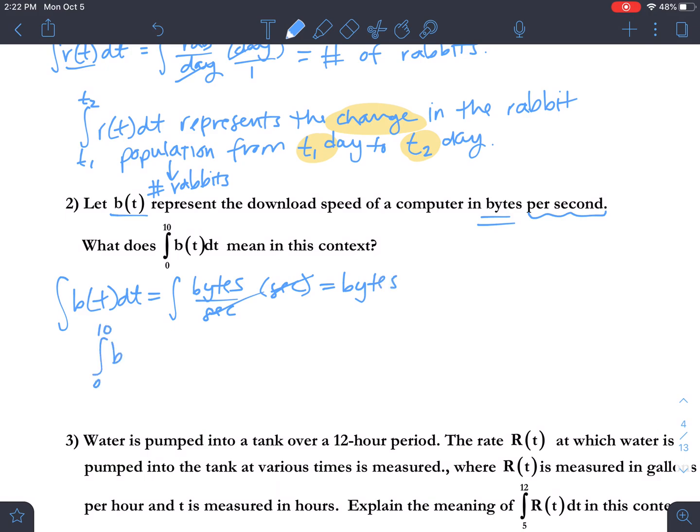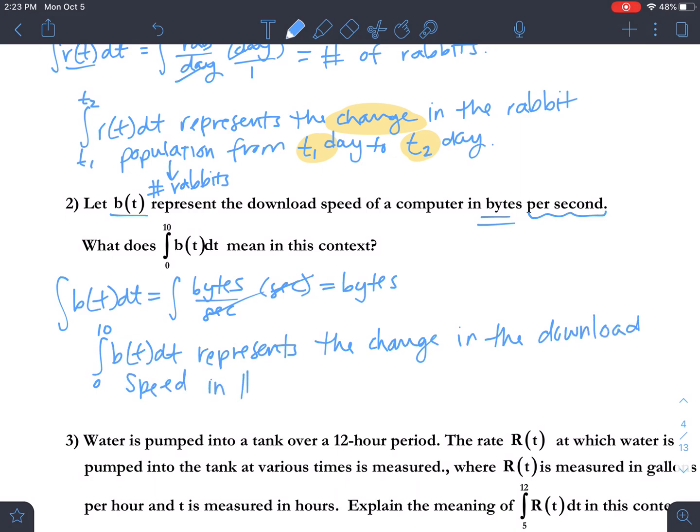Okay, let's try to write this down correctly. From 0 to 10, b of t dt represents the change in the number of bytes from t equals 0 seconds to t equals 10 seconds. So this integral represents the net change, the change in the number of bytes downloaded. That was what we figured out for units, right?